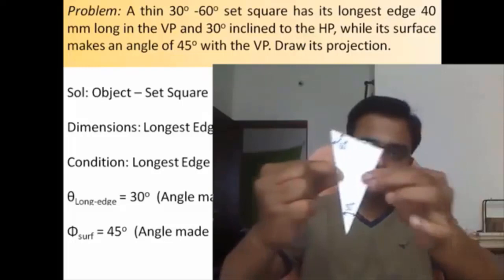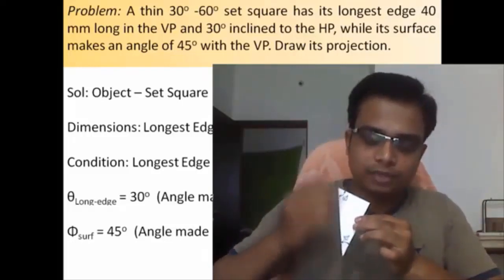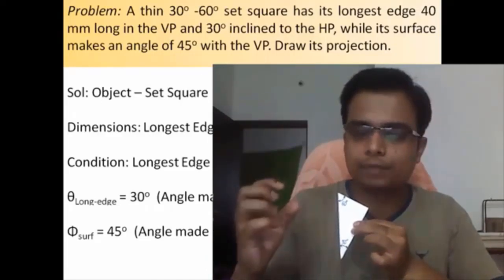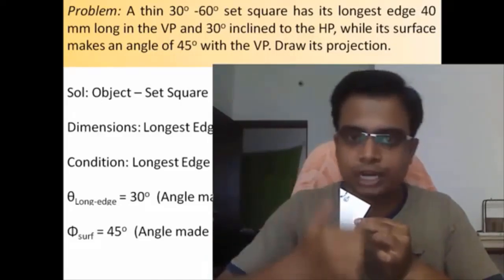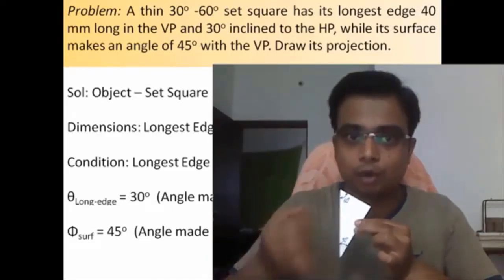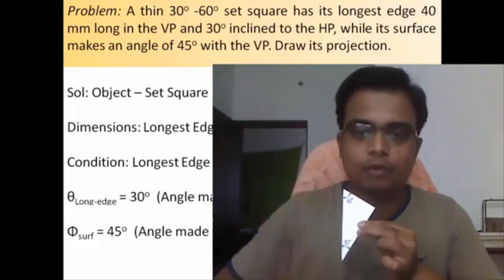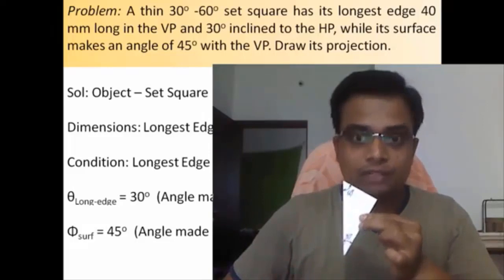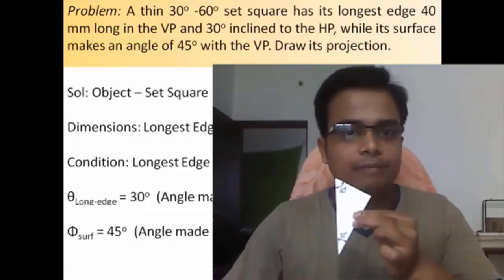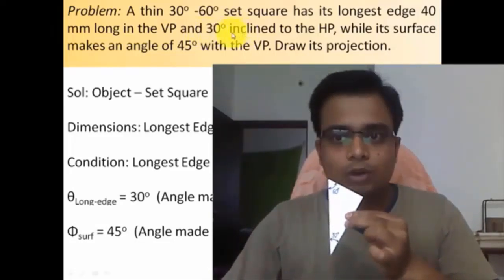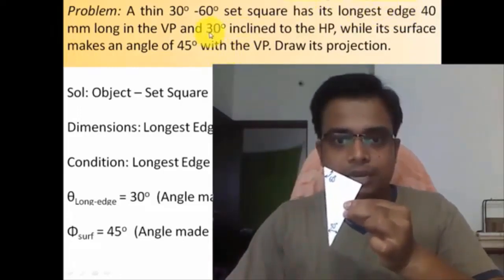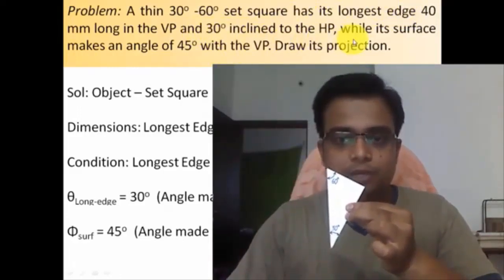So our initial assumption is going to be this. We are going to assume that this entire surface is resting on the VP, and then you just need to think from where can you see the true shape of this surface. Obviously from the front. Therefore, you have to begin by making the front view first. Now apart from that, there is one more condition which has been given. The longest edge, this one, 40 mm, has to be kept at an angle of 30 degrees with the HP.